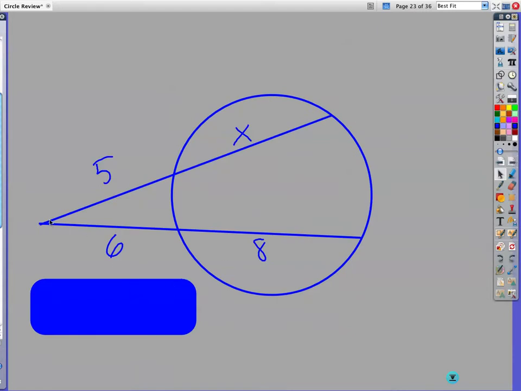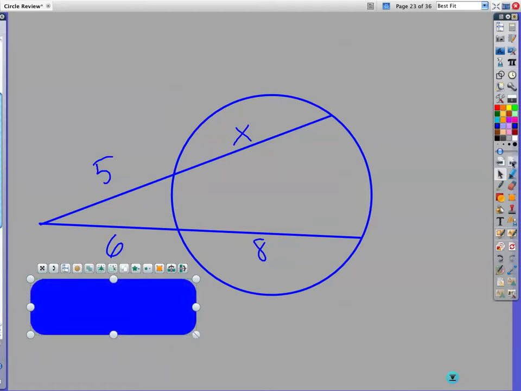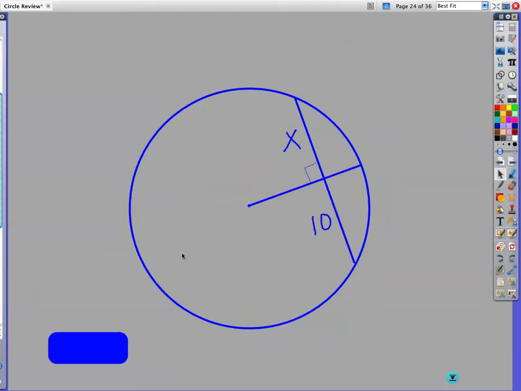Same rule we've already talked about. Outside times the full length is equal to the outside times the full length. Oops. So the outside is 5, the full length is 5 plus x, is equal to the outside, which is 6, and the full length is 14. I've made up these numbers, so if you try solving, it could be a disaster. I want you to know how to do the first step.